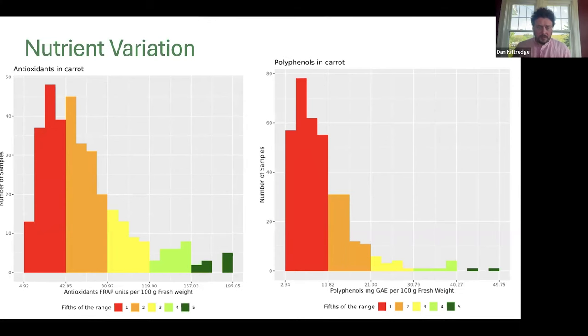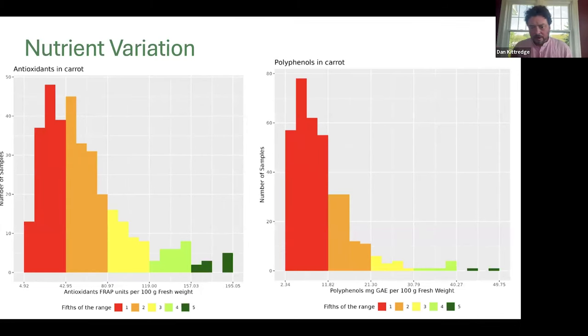Again, the peak of the graph is somewhere in the 15th to 20th percentile of what's possible. The vast majority of the samples are over there on the left at the low end of what's possible. There are some on the right side, but not many. So this is just continuing to emphasize, across the board, what we're finding.